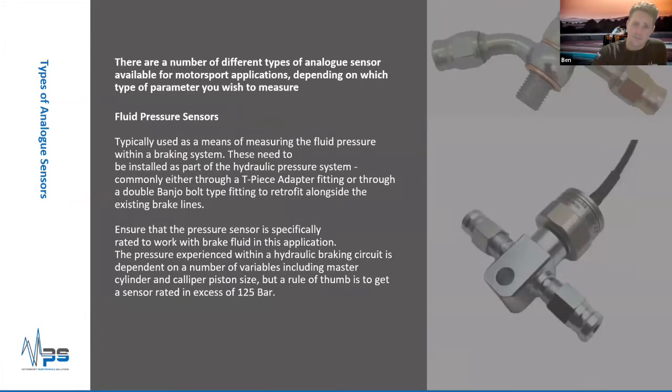So I'll just talk about a few types of analog sensors. These are the ones that will be the most common for looking at driver performance. So first thing you have is fluid pressure sensors. In our application, this is basically going to be brake pressure. If we measure the brake pressure, we're almost directly measuring the braking force applied by the driver.